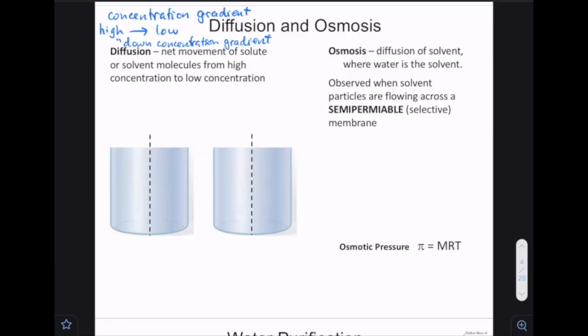Now, osmosis is simply the diffusion of the solvent where water is the solvent. And we observe it when we have solvent particles that are flowing across what's called a semi-permeable membrane, which is just a fancy term for a selective membrane, right? What does that really mean? Selective to what? What it means is that solvent can pass freely across the membrane, but not all solids.